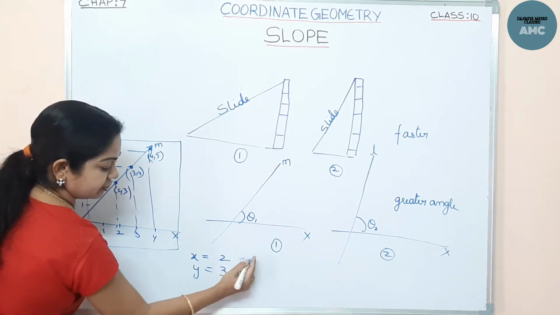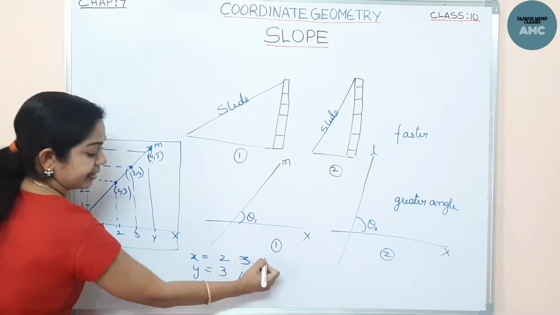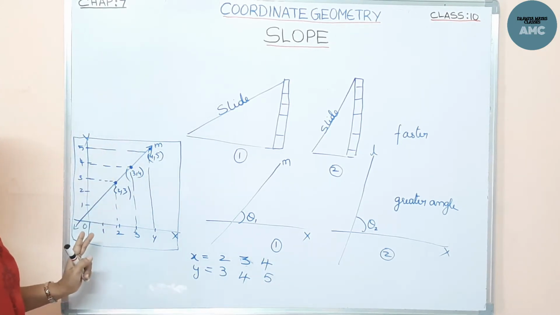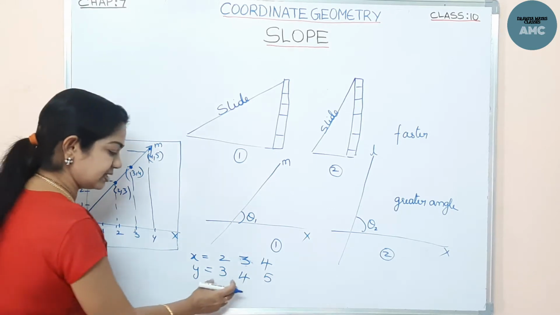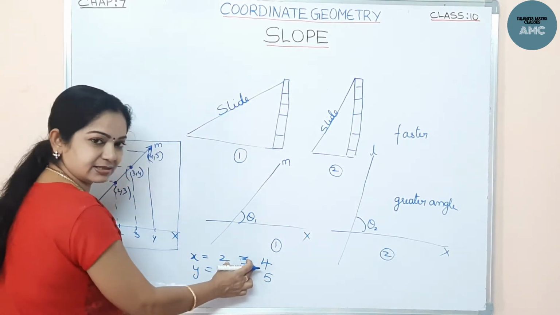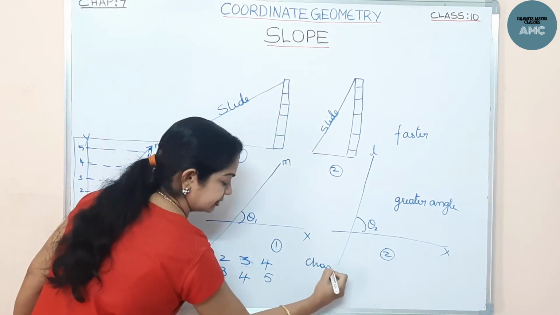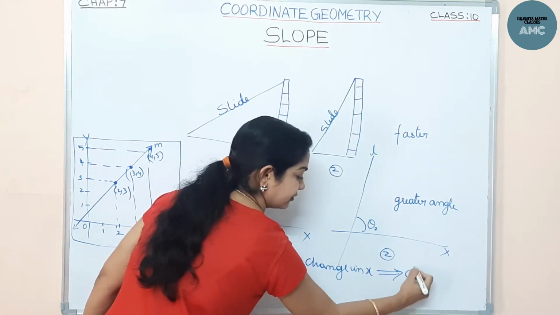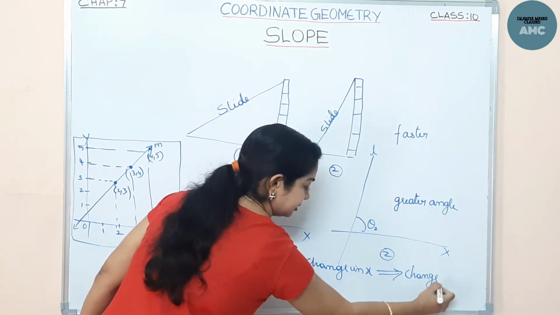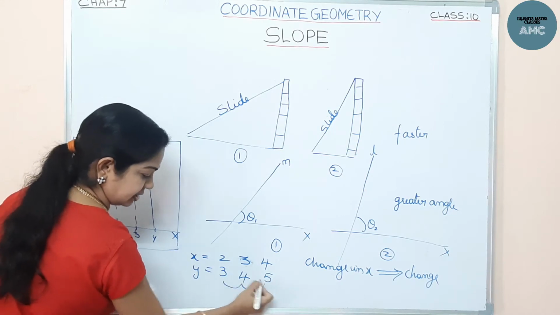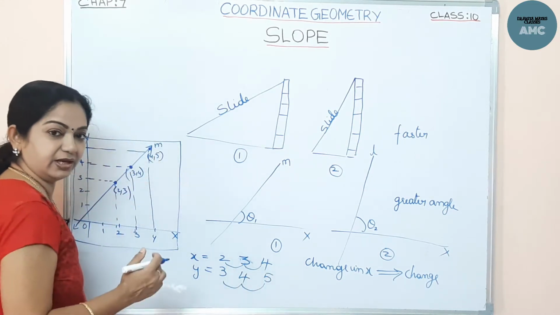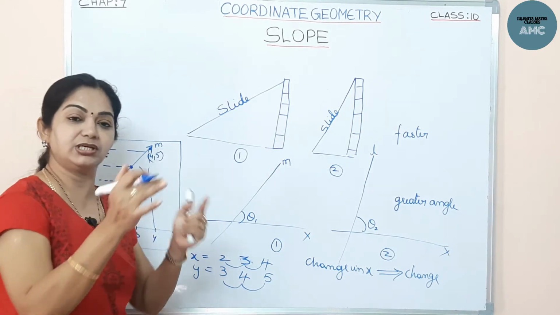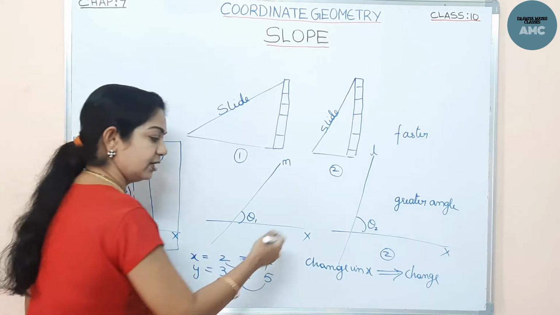When x is 4, the y coordinate is 5. Likewise in this particular straight line, that means if there is a change in x, the change in x here corresponds to the change in y. Okay, there is a change, isn't it? There is a change here from 2 to 3, 3 to 4. When x is changed, corresponding to it, y is also changed. A change in x corresponds to the change in y.